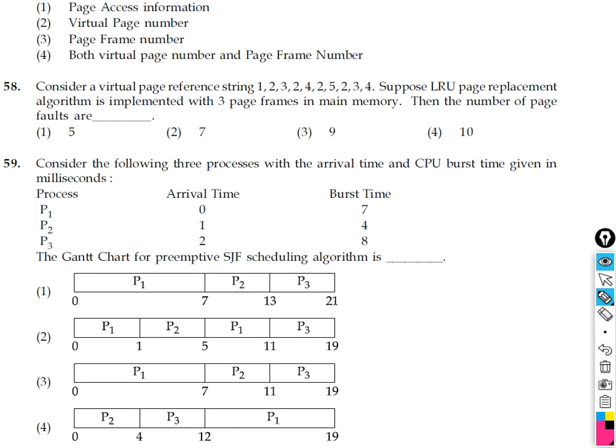Next question, consider the following 3 processes with the arrival time and the CPU burst times given in milliseconds. They have given 3 processes and given the arrival time also. The Gantt chart for preemptive SJF scheduling algorithm is: preemptive means you can stop the currently executing process and allocate the next process whenever it is required. So at arrival time 0, only process P1 is there, so we need to allocate process P1 first.